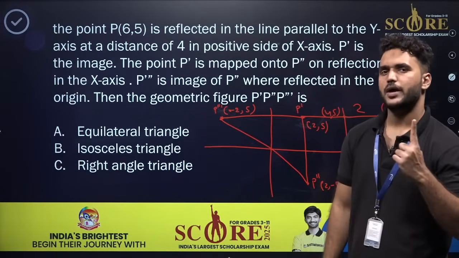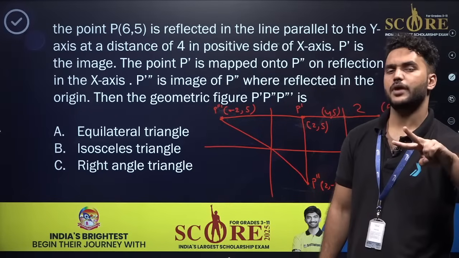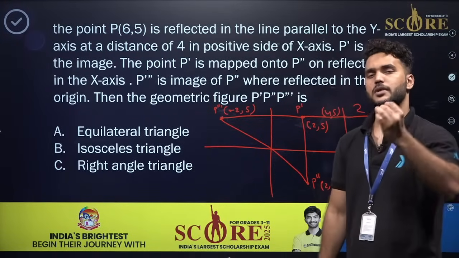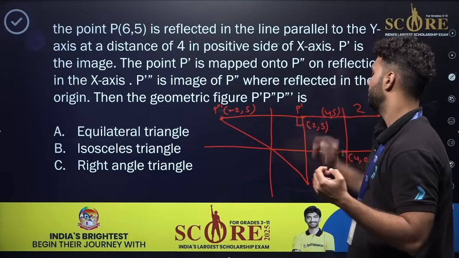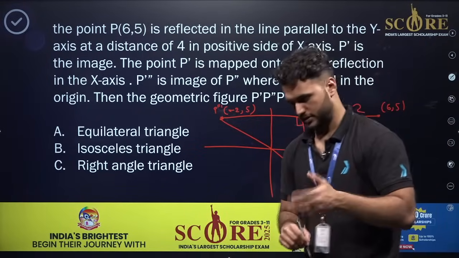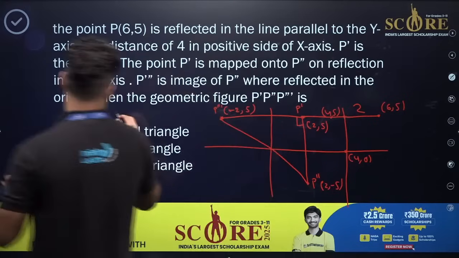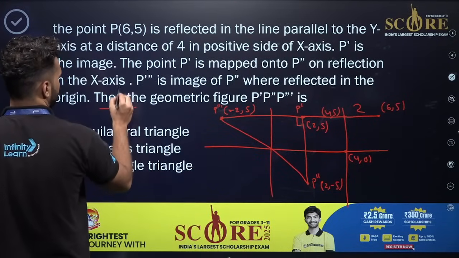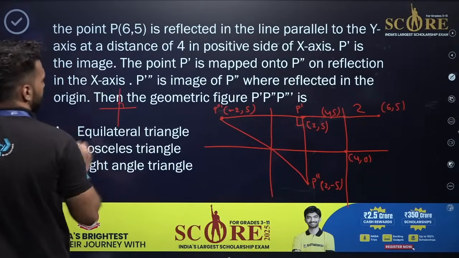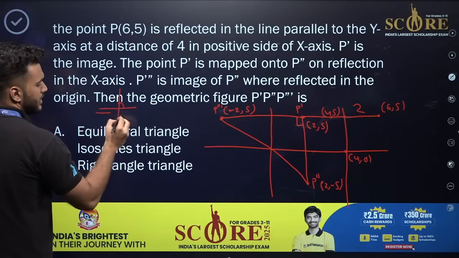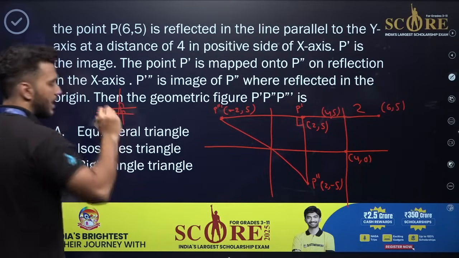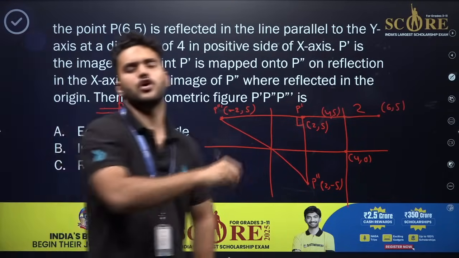You have one line parallel to y-axis and one line parallel to x-axis. These two lines must be perpendicular to each other. Why? Because if I have one line like this and another like this with a 90 degree angle, and if I make one line parallel to this and another parallel to that, whenever these lines meet, they will also have a 90 degree angle for sure.